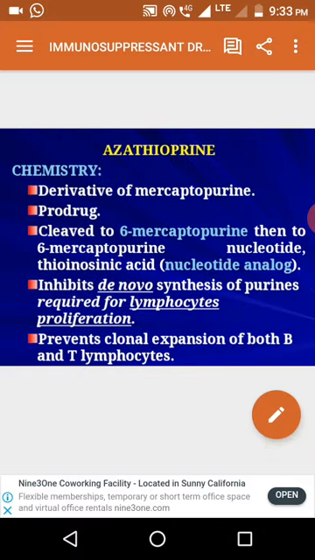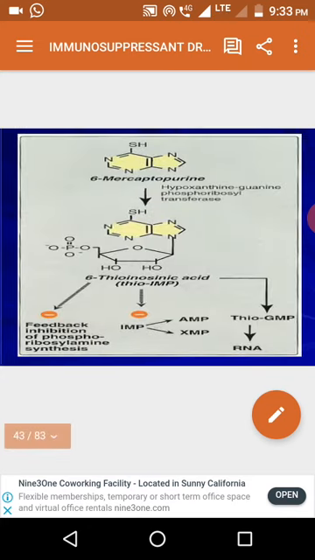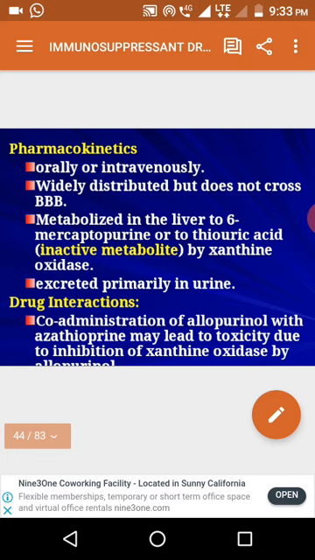DNA replication is required for the proliferation of T lymphocytes and B lymphocytes. So whenever you stop the supply of nucleotides for making the DNA of T lymphocytes, there is ultimately a stopping of proliferation of T lymphocytes and B lymphocytes.